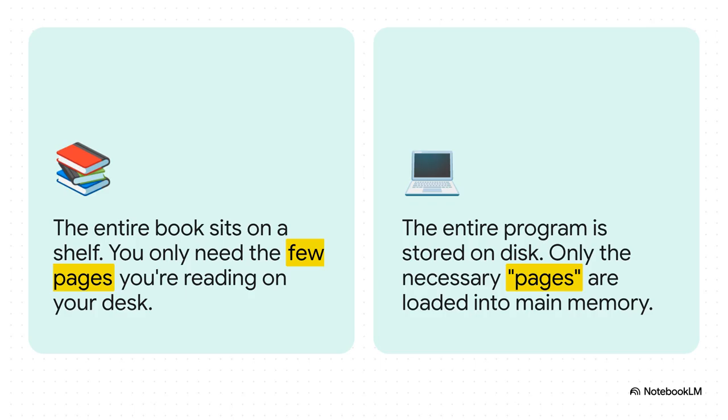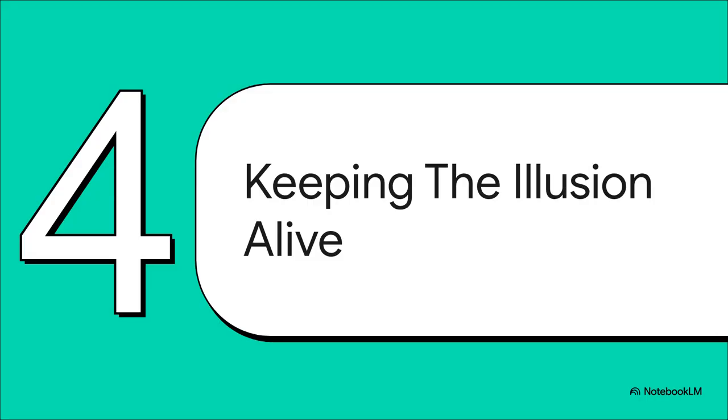Now, you don't need the whole book on your desk just to read chapter 3, right? You just grab the couple of pages you're actually reading. Paging is the exact same idea. The OS breaks the program into fixed-size pages and only loads the ones it needs right now into the physical RAM, which is your desk. Of course, an illusion is only good if you can keep it going.